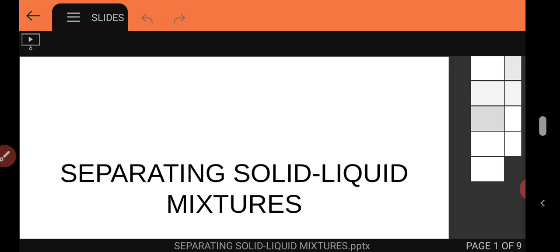So this chapter is all about separating solid-liquid mixtures. Today we discussed the sedimentation process, decantation process, filtration process, and then we went through the condensation process, evaporation process, distillation process, and the centrifugation process.